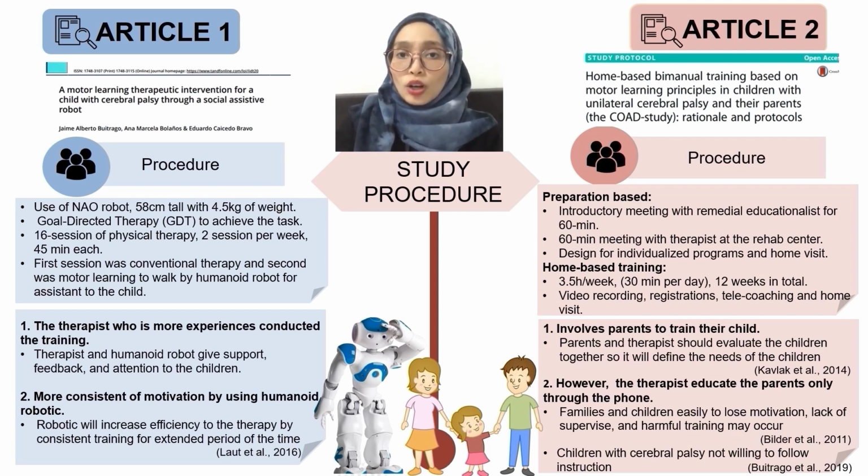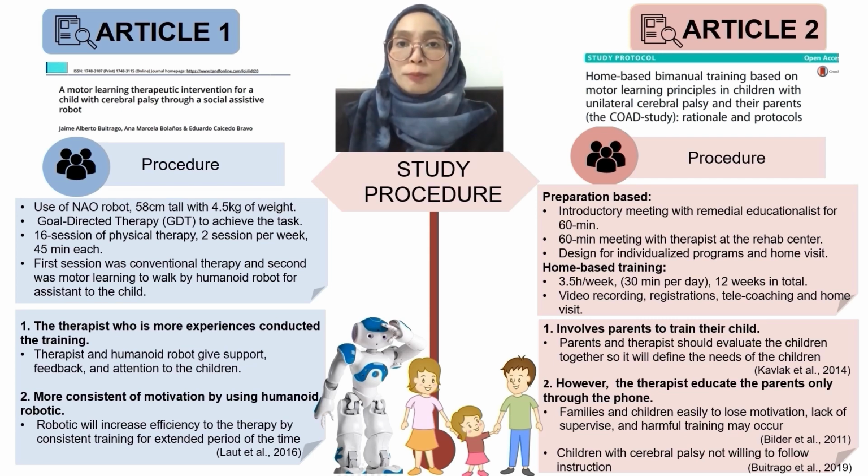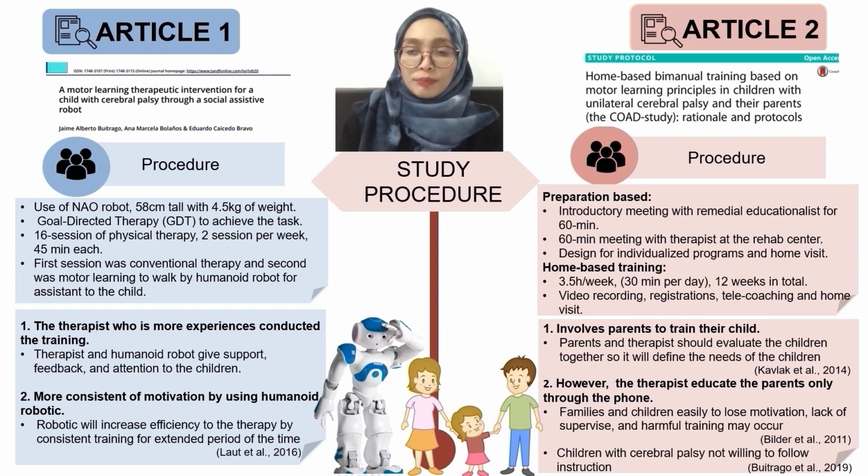Next, there is more consistent motivation by using the humanoid robot, where the robot cannot get tired or exhausted during the training. According to Lab et al. 2016, robotics will increase efficiency of the therapy by consistent training for an extended period of time. When we compare to article 2, where it involves parents training their child, parents and therapist should evaluate the children together so it will define the needs of the children.